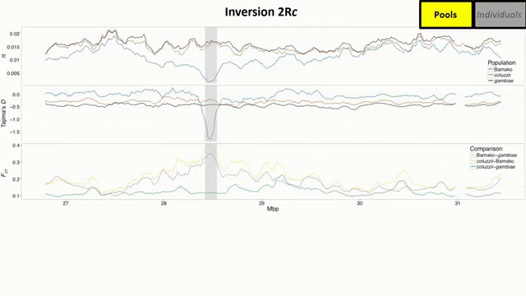So moving on to that really interesting signal in 2RC, what's going on here? This is a view of the entire inversion, and I have highlighted where the parameters seem to take on their most extreme values. So what's in this region?